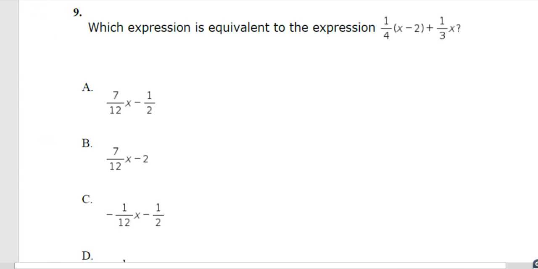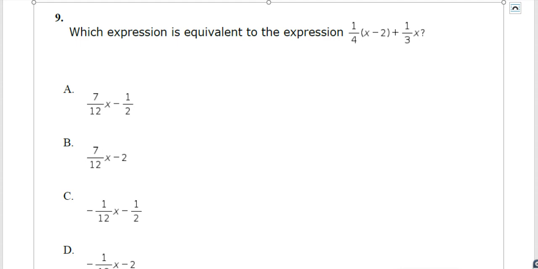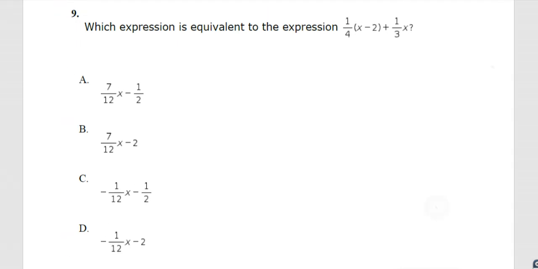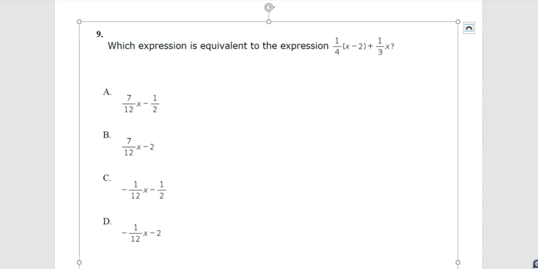Which expression is equivalent to 1/4 times a difference of x and 2 plus 1/3 x? All right. So in order to do that, I need to rewrite this. So I have 1/4 times x minus 2 plus 1/3 x. So again, since I have a number outside of parentheses, I will need the distributive property.